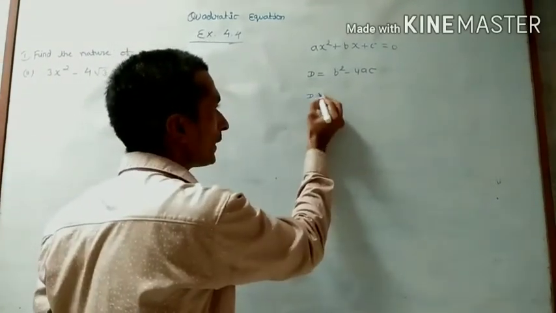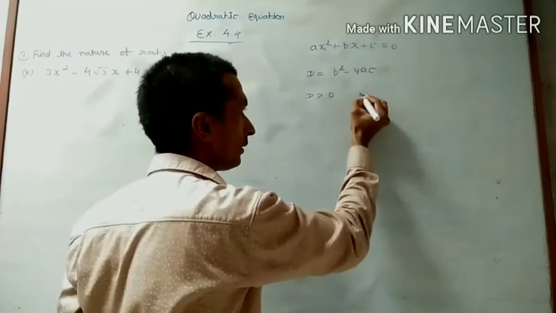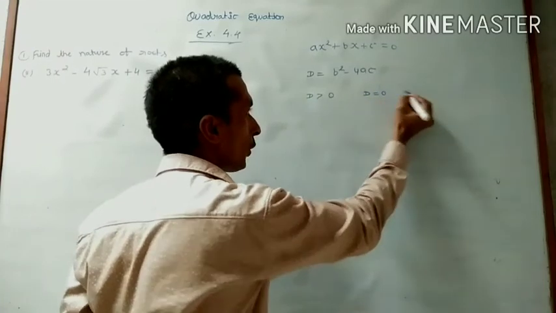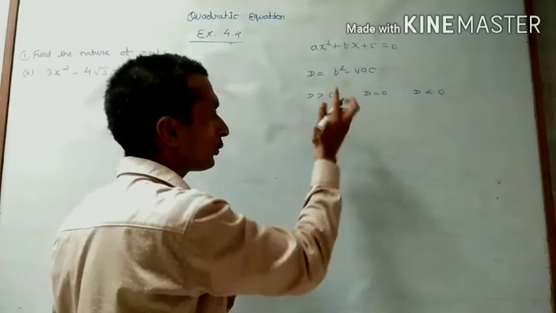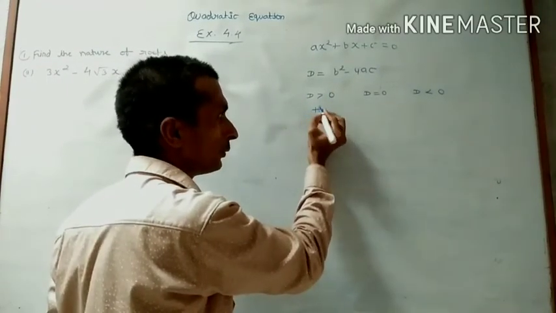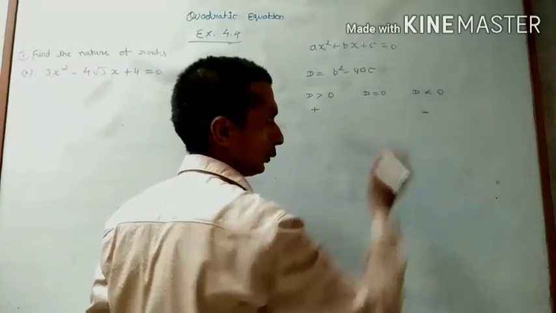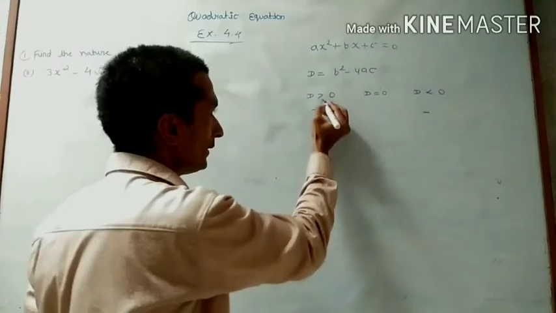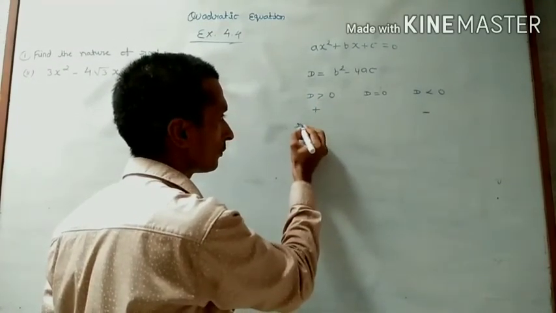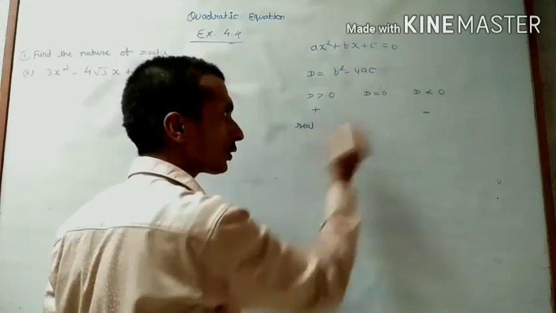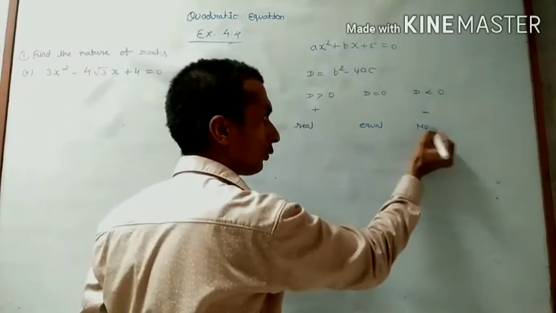There are three conditions: D greater than 0, D equal to 0, and D less than 0. D greater than 0 means you will get a positive value. D equal to 0, understood, and D less than 0 means a negative value, right? So in the condition D greater than 0, it has real roots. D equal to 0 has equal roots, and D less than 0 has no roots.